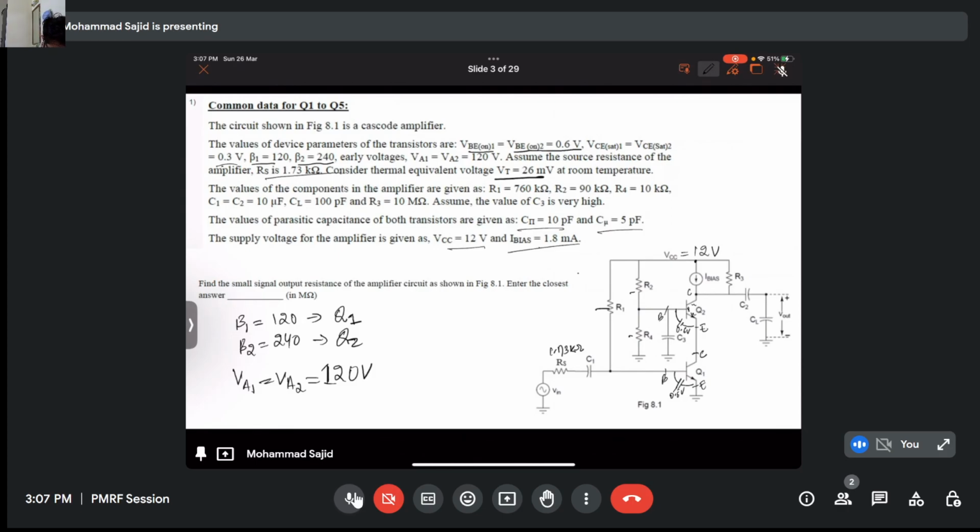Now what we have to find is the small signal output resistance in the amplifier. First, if you happen to see the video, pause the video and draw the equivalent circuit by yourself and then try to get the small signal output resistance. Now I will start doing this session. I will start by drawing the equivalent circuit.